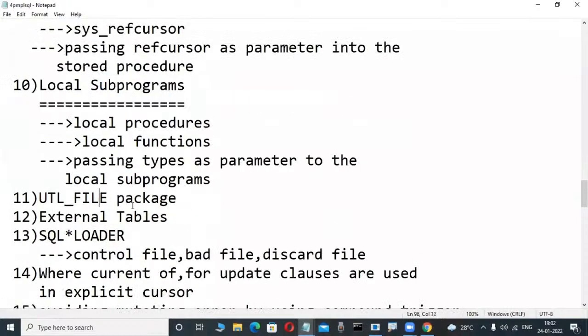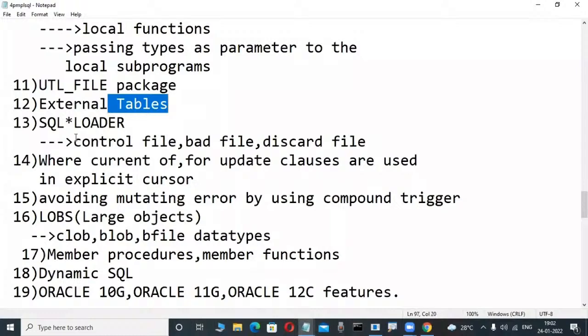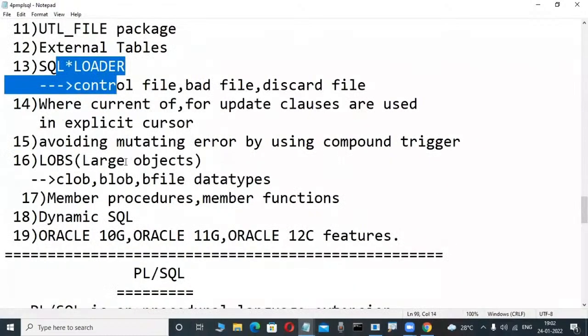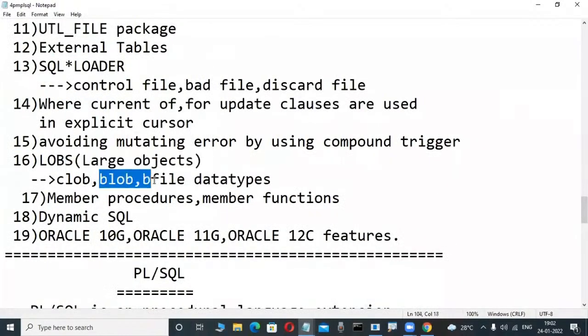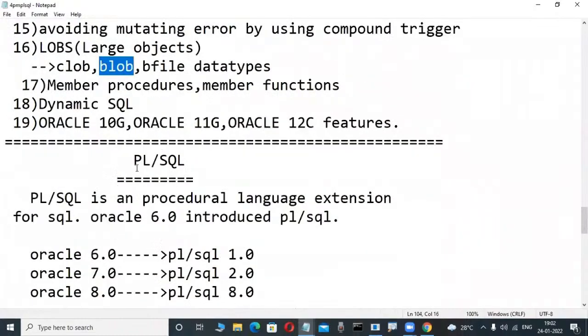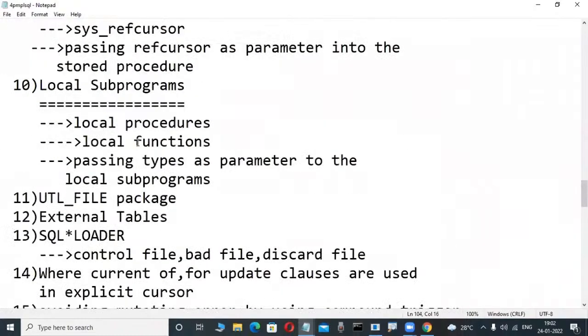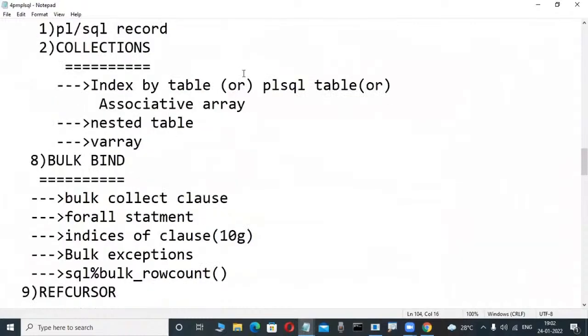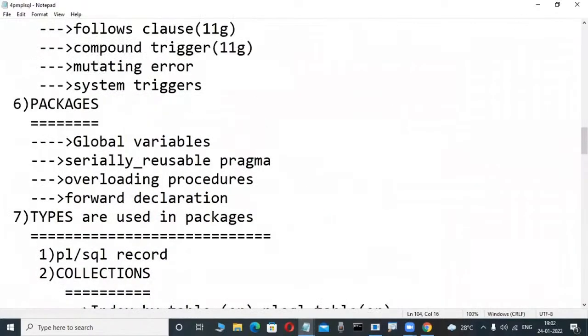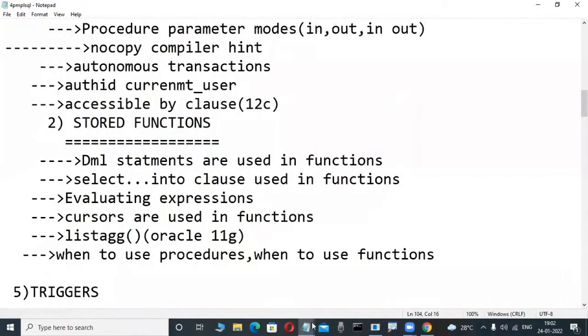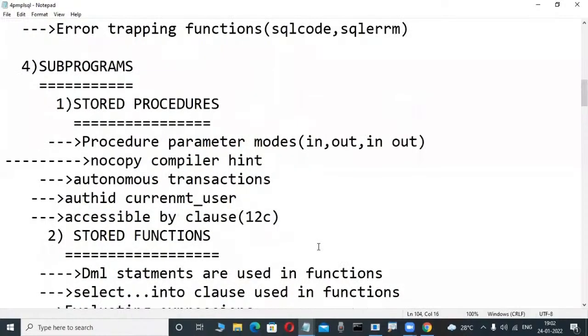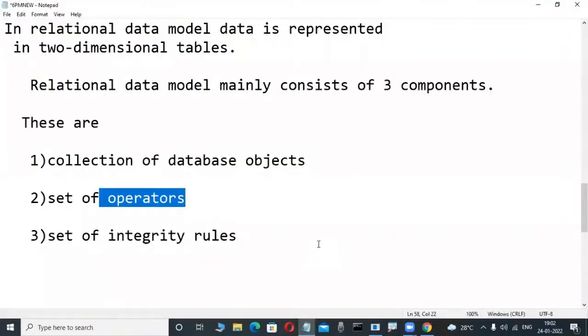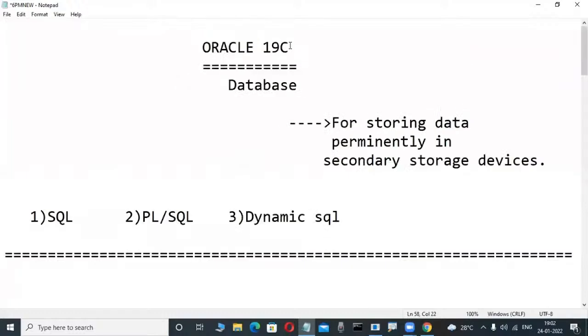Local subprograms, UTL_FILE package, external tables, SQL Loader, and LOBs, where the images we store use the BLOB data type. Those are all the things we are learning in our courses: SQL, PLSQL, dynamic SQL, and so many more. These demos are just a small roughly some concepts, that is enough.